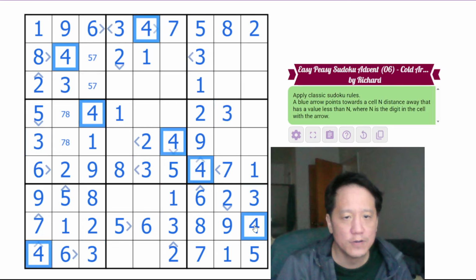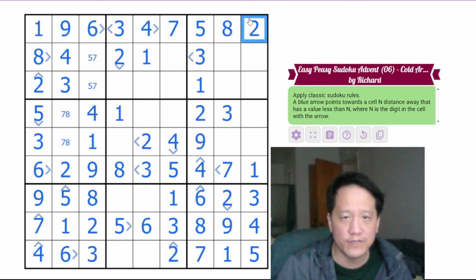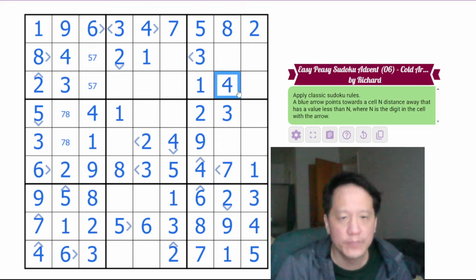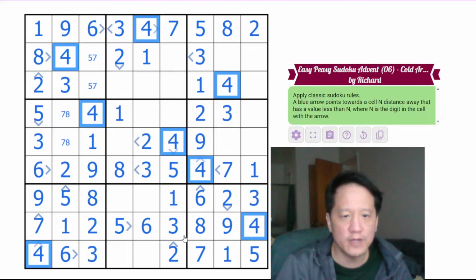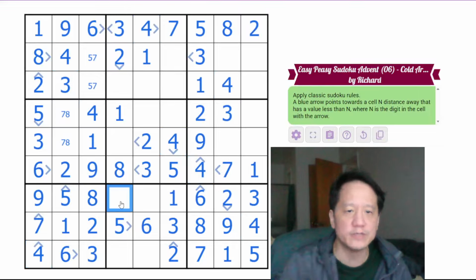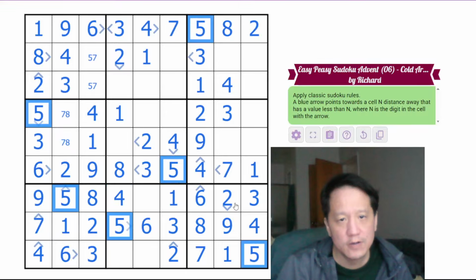Okay. 4s. Where's the 4 in row 3? Can't be here because of 4's in the boxes. This is filled out and can't be here because of 4 in the column, so this is 4. We have 8 4s. We know where the last 4 has to be. It has to be there.